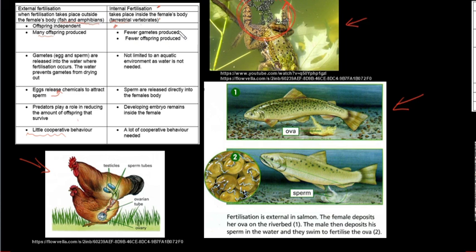Fewer gametes are produced in this case, and fewer offspring will also be produced because there is some sort of parental care involved, with the parents making sure that the offspring get food and that they actually survive and protect them against predators.